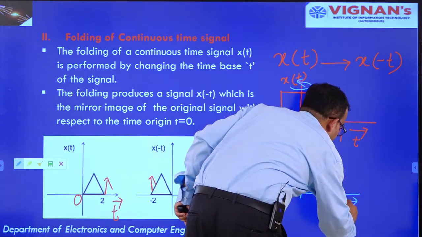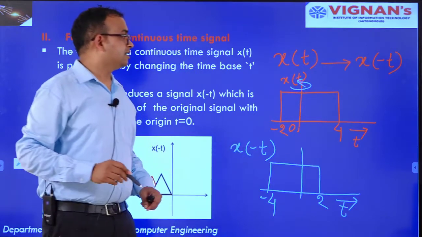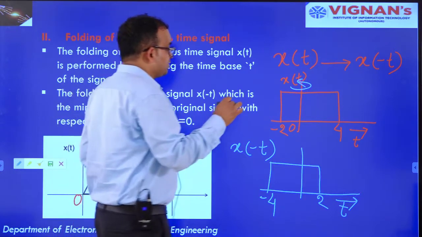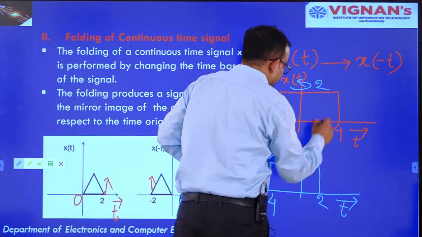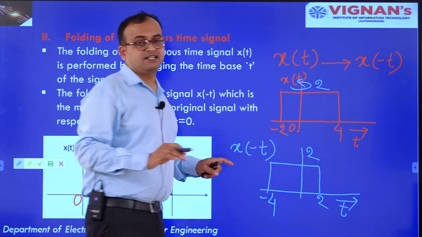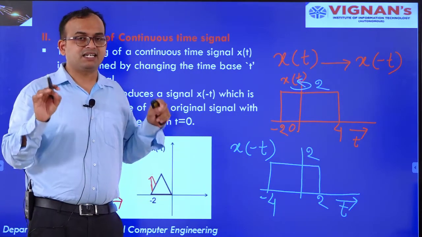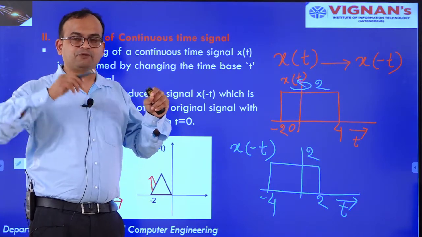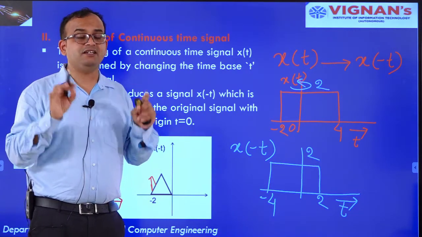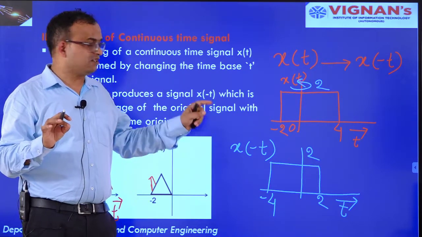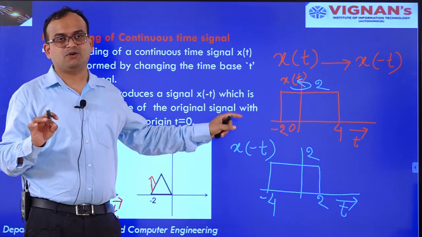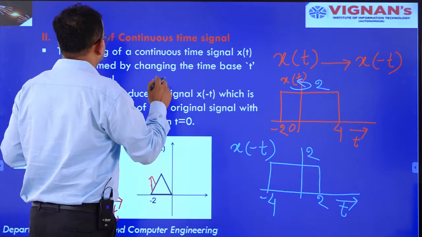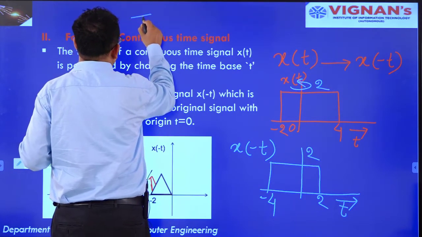This is time, this is x of minus t, but remember that the amplitude remains constant here. If the amplitude was previously 2 units, now also it is 2 units, no change. Only the time domain will be changed here. We have to rotate, fold, reverse the time domain. We cannot touch the amplitude of the signal, we only play with the time of the signal.